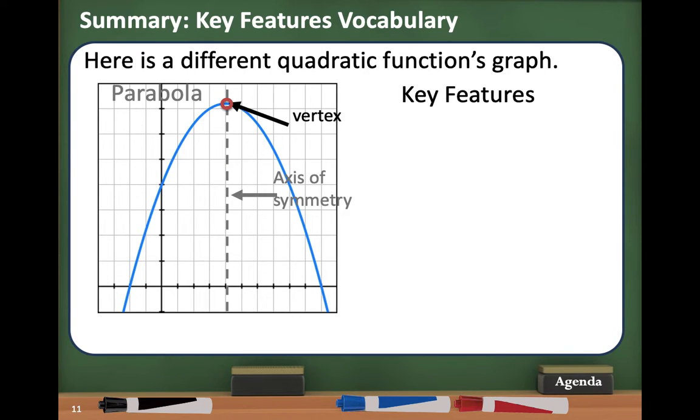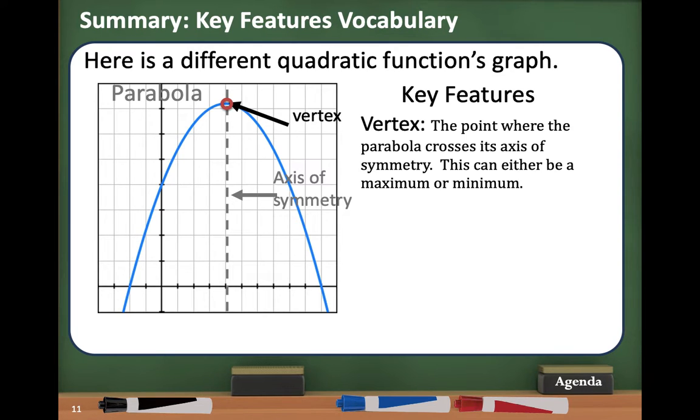Okay, other key features. We noticed that there's a high point, right? The maximum point on a graph, both in the perimeter problem and the roller coaster. We call that the vertex. So repeat after me, vertex. All right, try it again, vertex. Cool. So quadratics have vertexes. It's the point where the parabola crosses its axis of symmetry. Right, so that's a really important one.